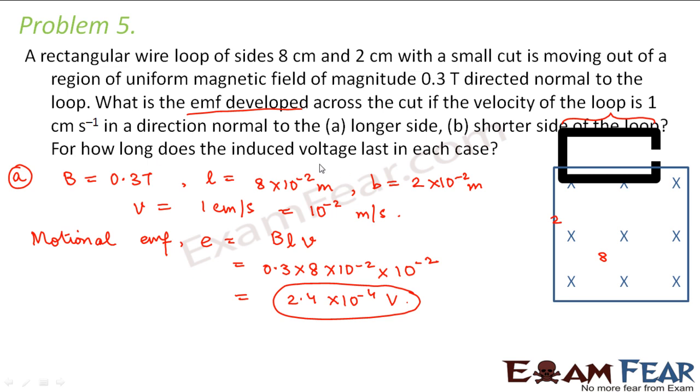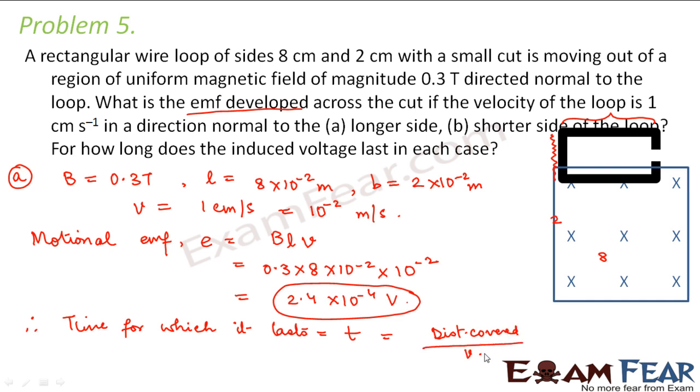Now for how long does the induced voltage last in this case? As long as it does not move out of the field completely. This will last only during the moment this loop is passing through the boundary. Right? So it will last only till it covers this much distance. Therefore, the time for which it lasts is equal to the distance covered divided by velocity.